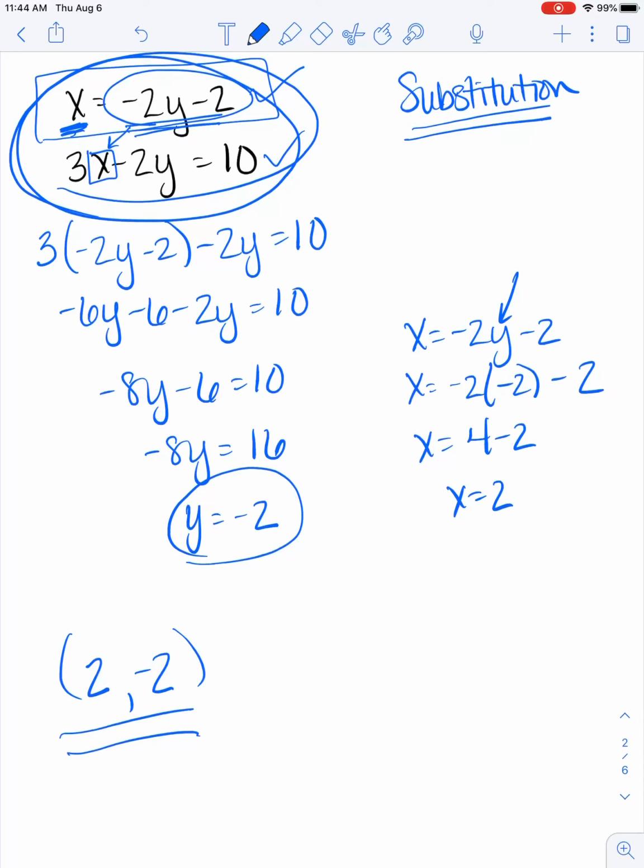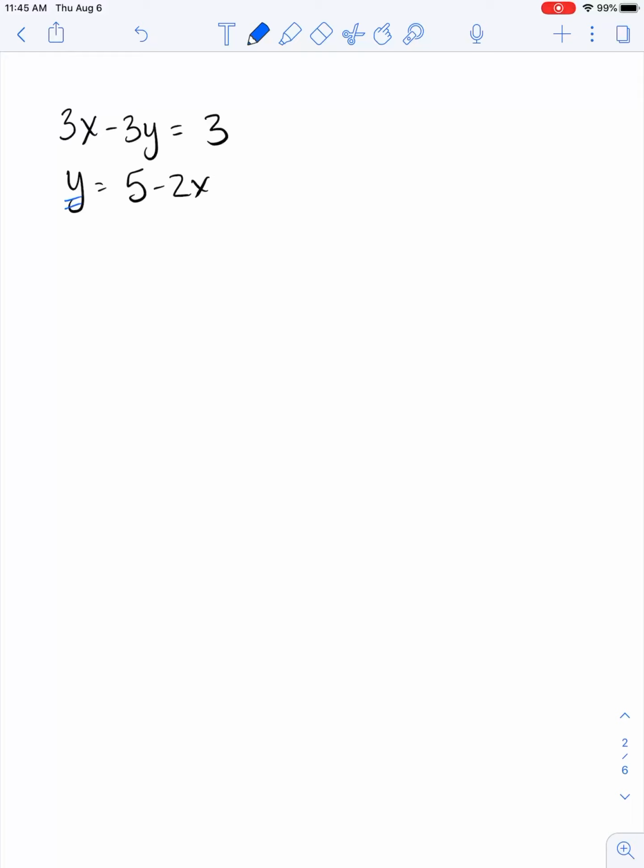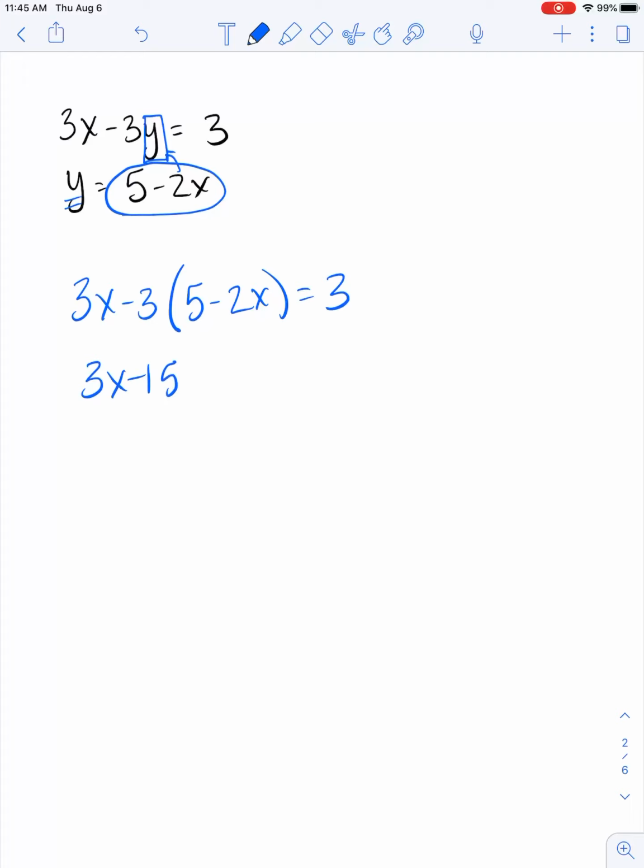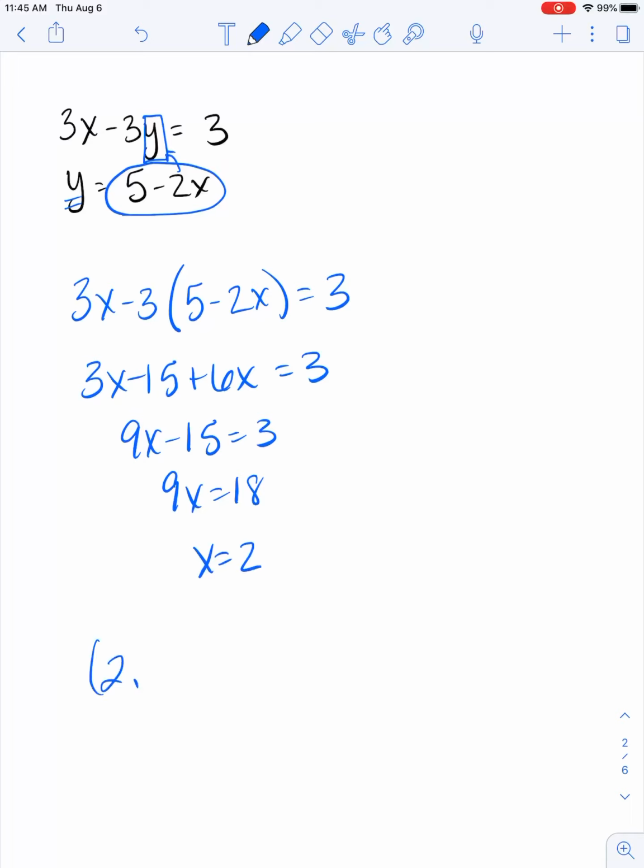The second example is exactly the same. It's a substitution problem. On this one, the y is the variable that's completely by itself. So I'm going to take what it equals and substitute it in for that y. So I'm going to have 3x minus 3, and then in place of the y, I'm going to put what y equals. Then I'm going to distribute and watch my signs. Combine my like terms, add the 15 and divide by 9.